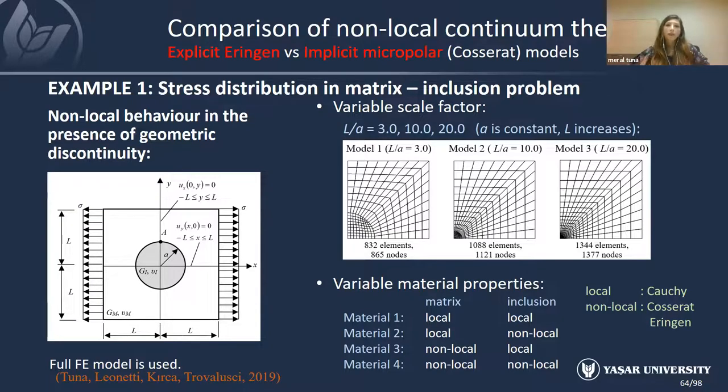We consider two different cases. In the first one, we consider three different scale factors. By scale factor, I am referring to the ratio between the edge length and the radius of the inclusion, to understand the effect of finite and infinite domains on the stress concentration factor. And we consider four different material properties. Here, the first one is the full local model, and the fourth one is the full non-local model. Of course, by non-local model, we use either the explicit type Eringen model or the implicit type micropolar model to make a comparison.